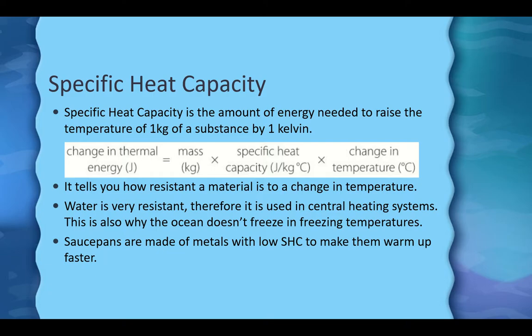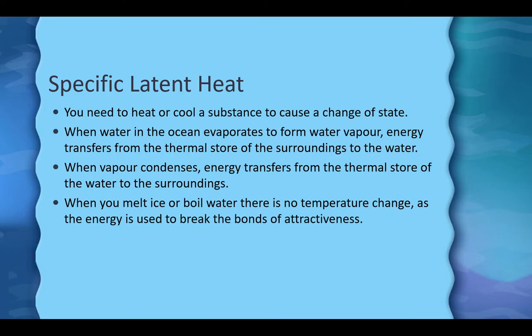And then saucepans are made of metals with low specific heat capacities, so that they warm up faster. However, you do have to consider other stuff. For example, you don't want a metal that costs a lot of money, for example, gold.